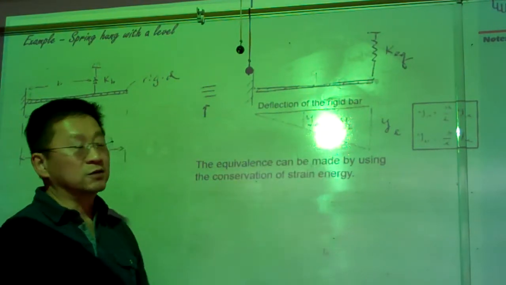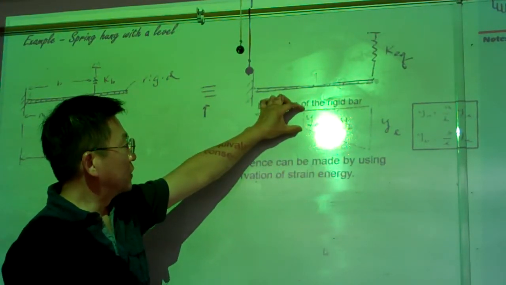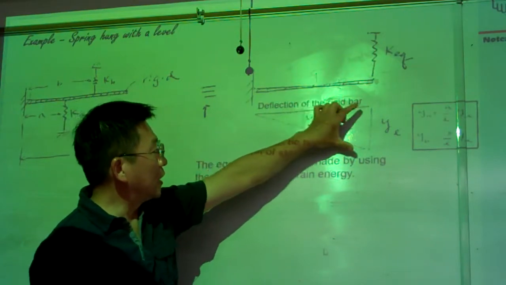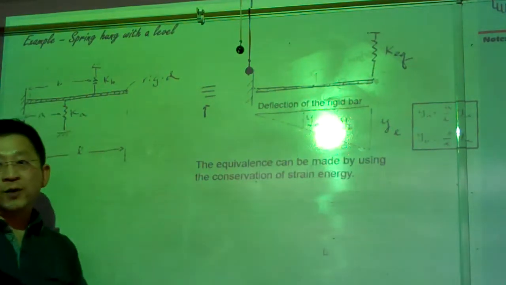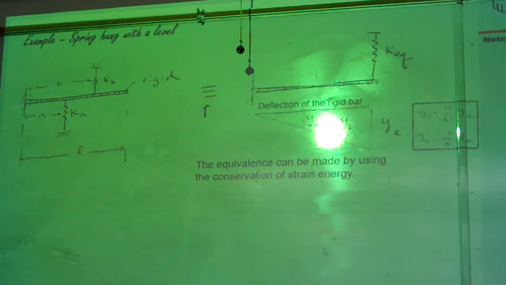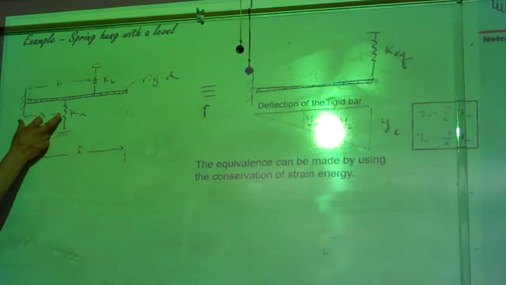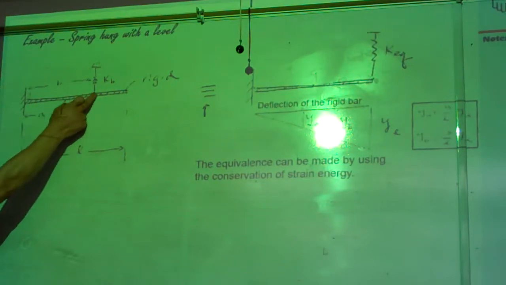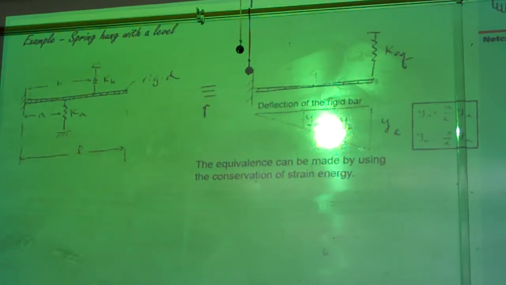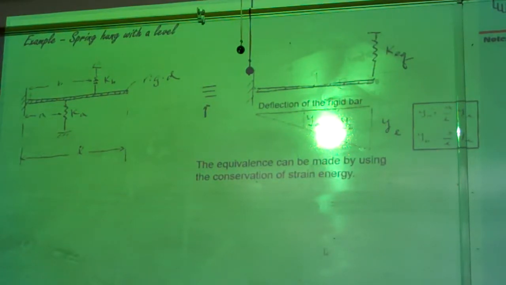Under these situations, the displacements YA, YB, and YC remain in proportion. The proportionality is related to the distance where the spring is located. That is the feature we're going to use. So under these situations, there are two ways we can find the description of the KEQ.